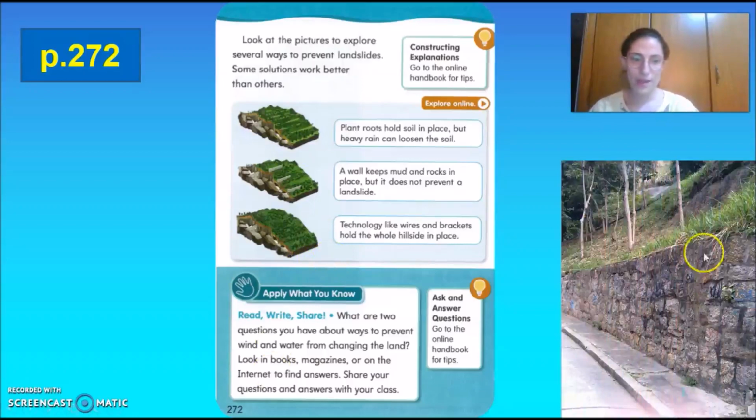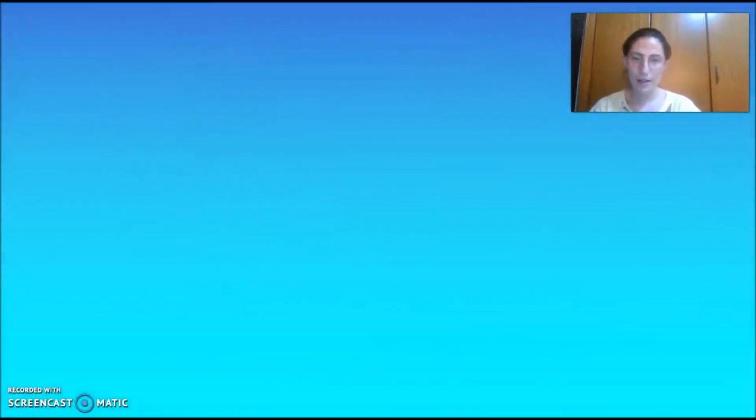See the wall over here? So this is a wall, but will it stop the land from sliding over? No. So if heavy rain occurs, and the land gets really heavy with the water, the soil will start to slide down and get over the wall. So will the wall stop a landslide from happening? No. So we could put wires and brackets to hold the whole hillside in its place and stop the landslide from happening. That's all.